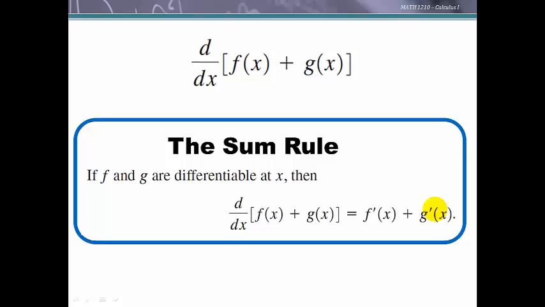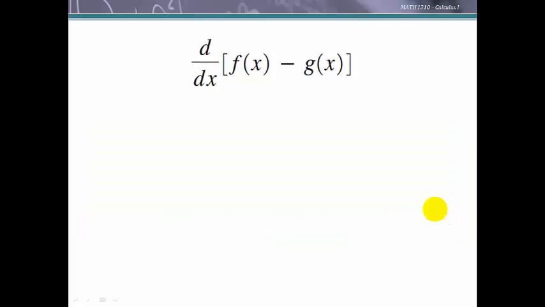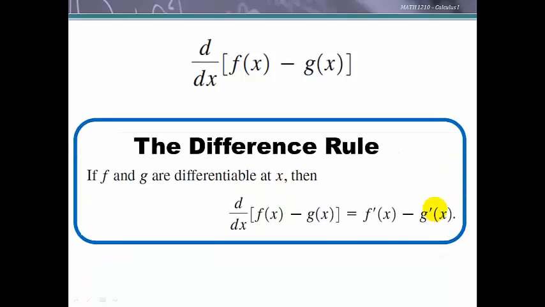This is also going to be true if this was not a sum, but a difference. With the difference, same thing, because we know that if we had the limit of a difference, it would be the difference of the two limits. So if we had the derivative of f of x minus g of x, that would equal the derivative of f of x and then the derivative of g of x, and taking the difference.